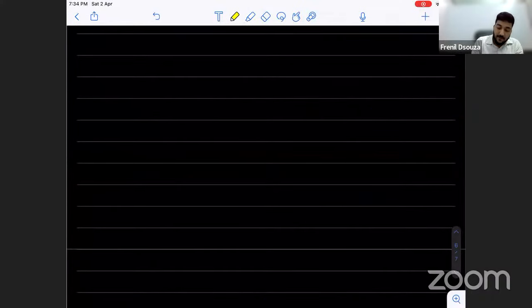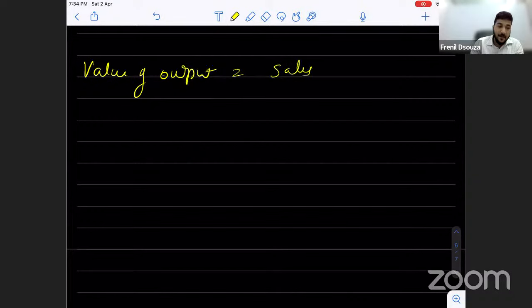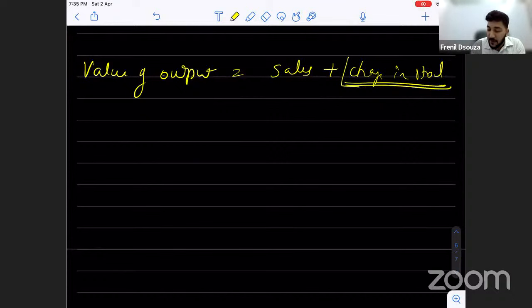Now the next question comes, how do I calculate value of output? That is also very easy. I had given you, it is nothing but sales plus change in stock. Now how do you calculate change in stock? It is very simple. It has to do only with your opening stock and your closing stock, right? You make sure that you have given enough adjustment for your opening stock and closing stock, that will become your change in stock, and that you add with your sales, you will get your value of output.